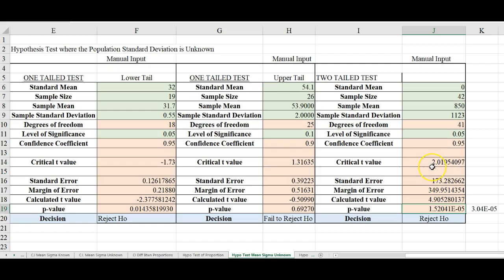2.0195, or if you're using the table, you'll find 2.02 as that critical t-value at 41 degrees of freedom and an area in the upper tail of 0.025 if you look in the table. But obviously we have a very small p-value, 1.5 times 10 to the negative 5, certainly less than our level of significance, so we would reject H sub 0 and conclude that the difference is not equal to 0.